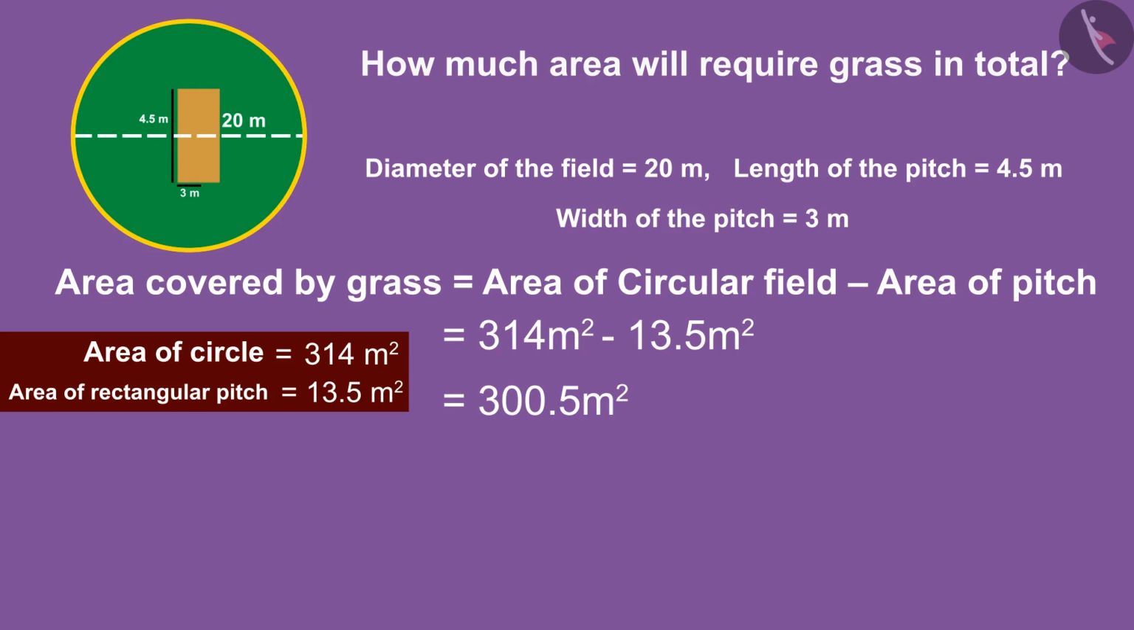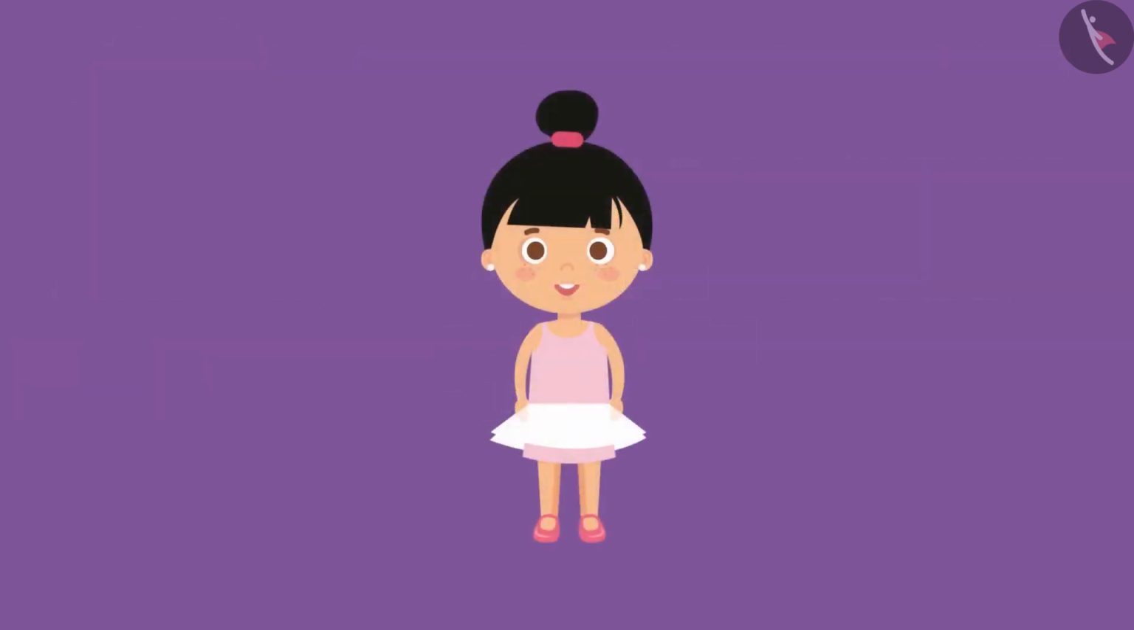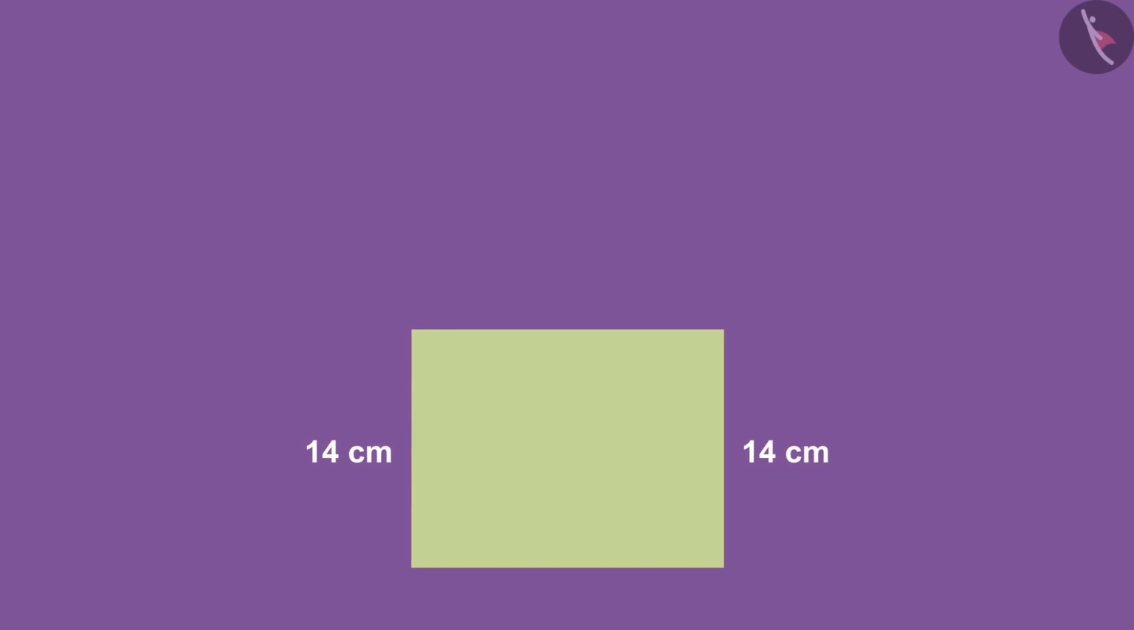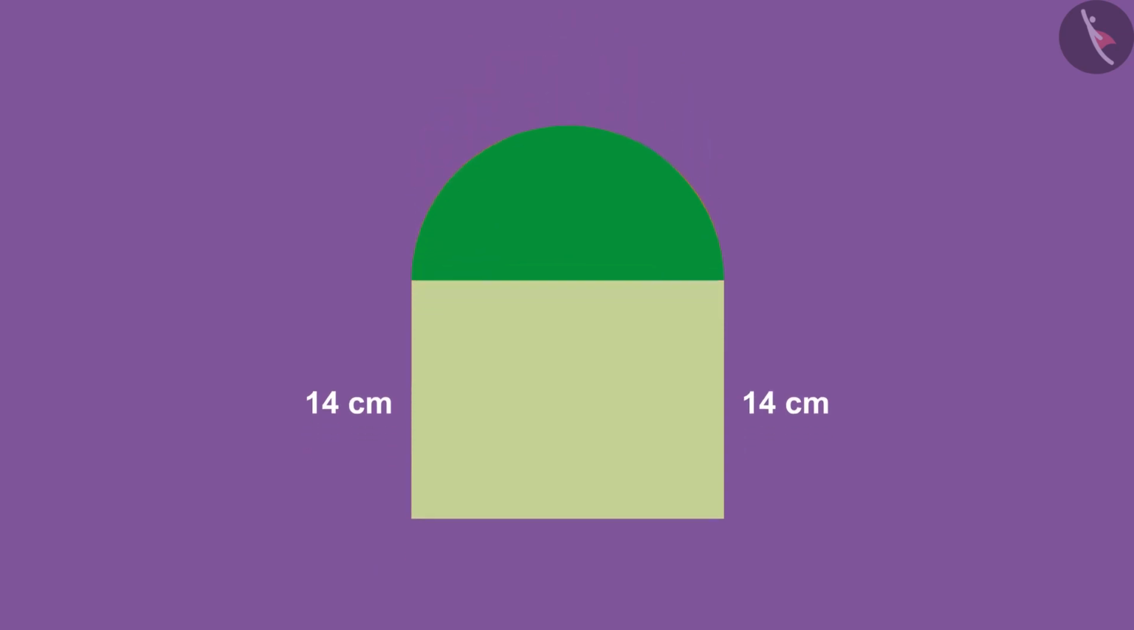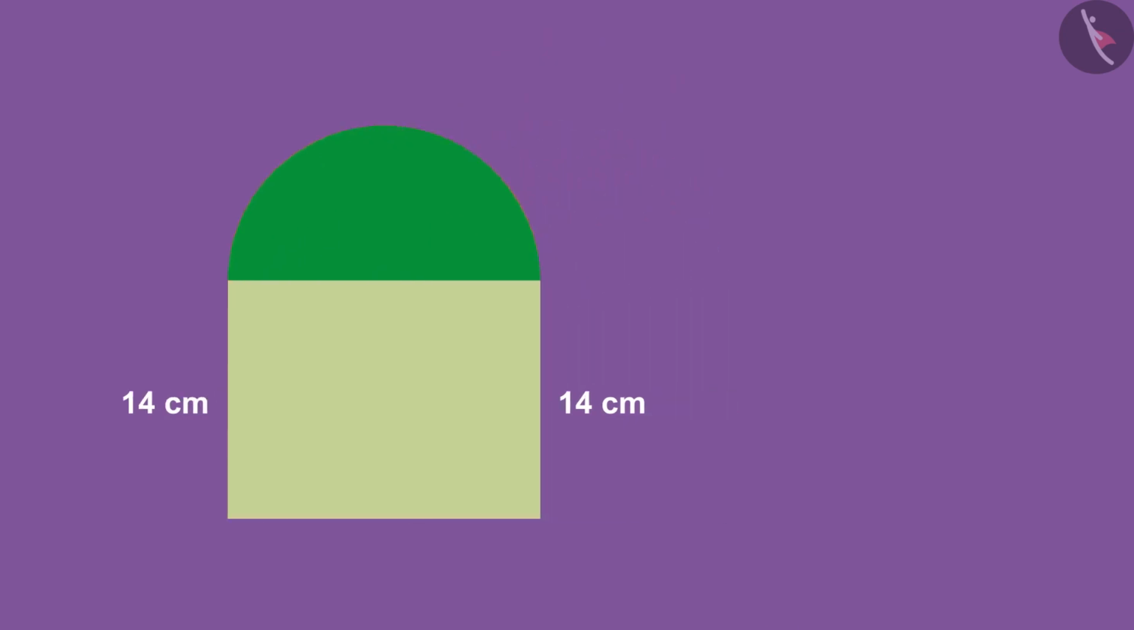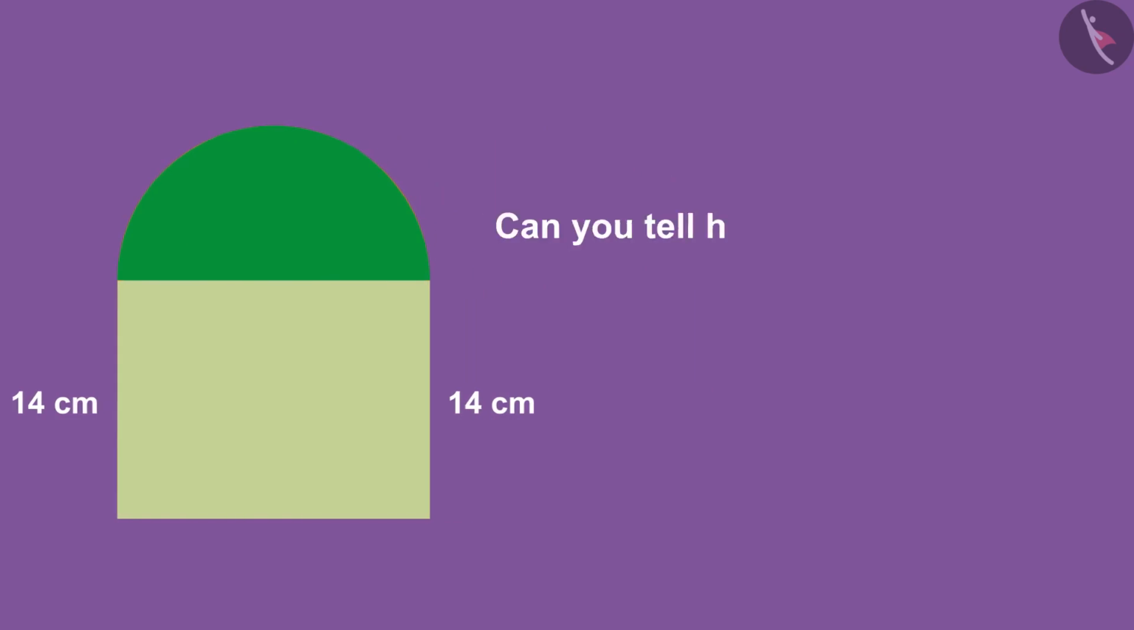Let's move the discussion forward. This is Meenu. Meenu combines a square and semicircular cardboard piece in this way. Now she wants to put a ribbon on the border of this new shape, for which she goes to a shop. Can you tell how much ribbon Meenu would have bought?